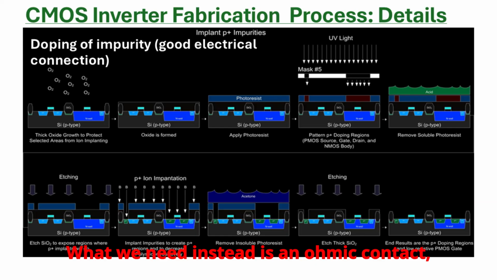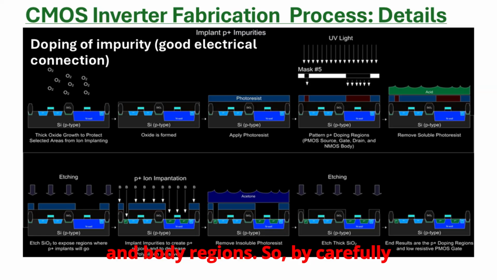What we need instead is an ohmic contact, which behaves like a simple resistor with a linear IV relationship. To achieve this, we must heavily dope the semiconductor region under the contact. For NMOS devices, this means using P+ doping in the substrate for the body contact. For PMOS devices, we apply N+ doping inside the N-well for the body contact. This heavy doping lowers the barrier height and ensures that the metal contact forms an ohmic connection, enabling reliable current flow into and out of the source, drain, and body regions.